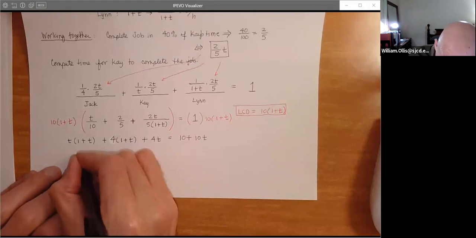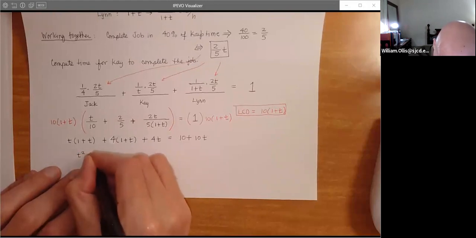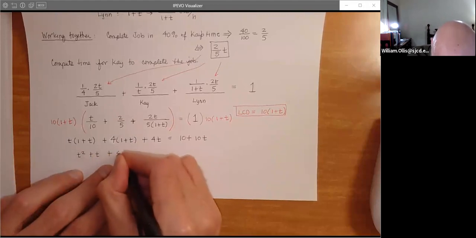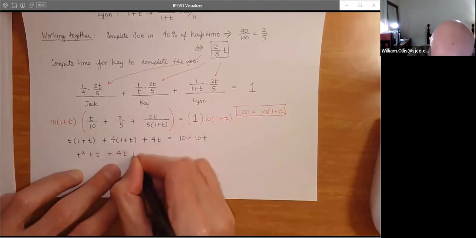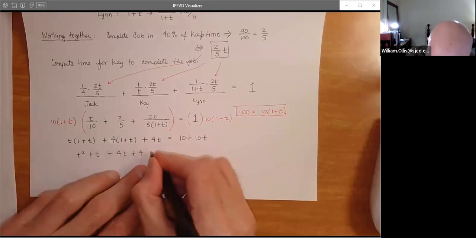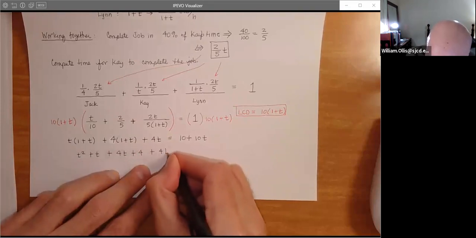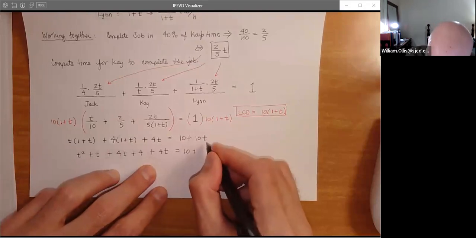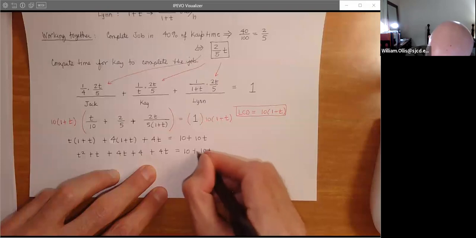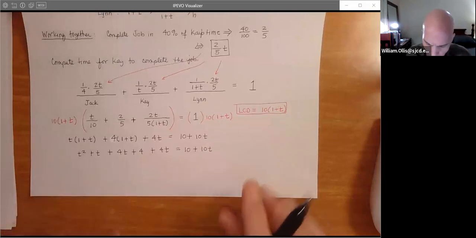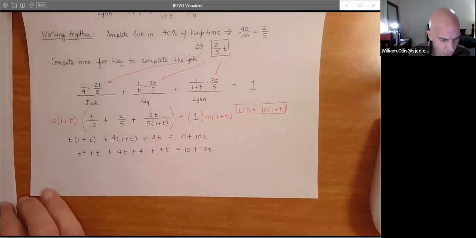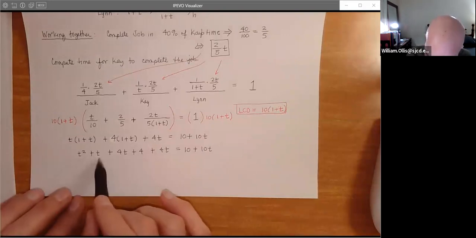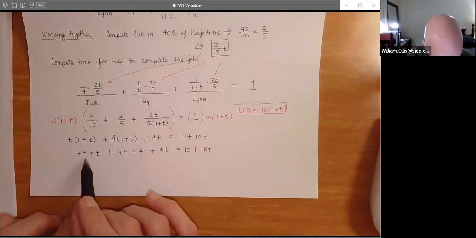So we have a T squared plus T plus 4T plus 4 plus 4T equals 10 plus 10T. Now, when you look at this and you think, well, what can we do with this problem? We can collect everything and see what we get. We only got one of the T squared terms here.